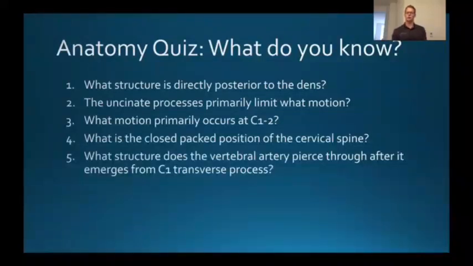Uncinate processes are in the cervical spine, as we'll talk about. They limit side bending. So I've worked with a lot of older people that come in with limited side bending motion. And the reason their side bending is limited is because those uncinate processes are prone to osteophytes.